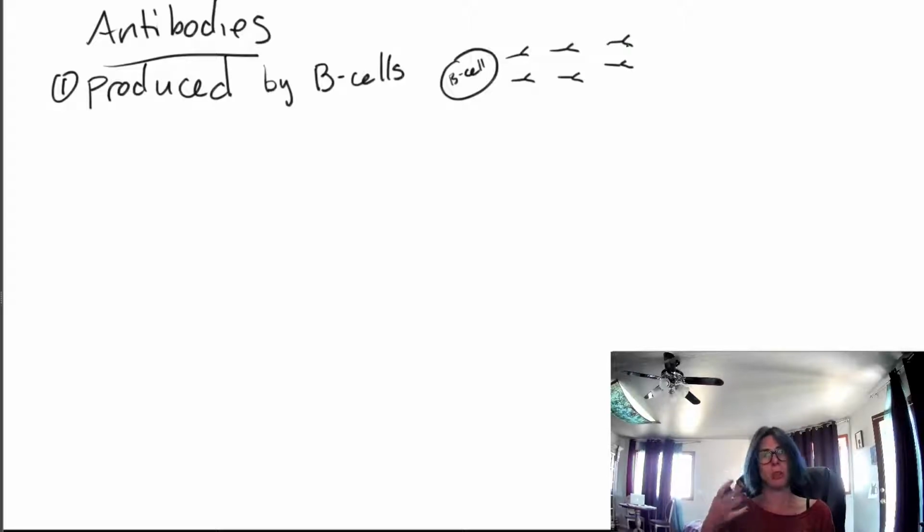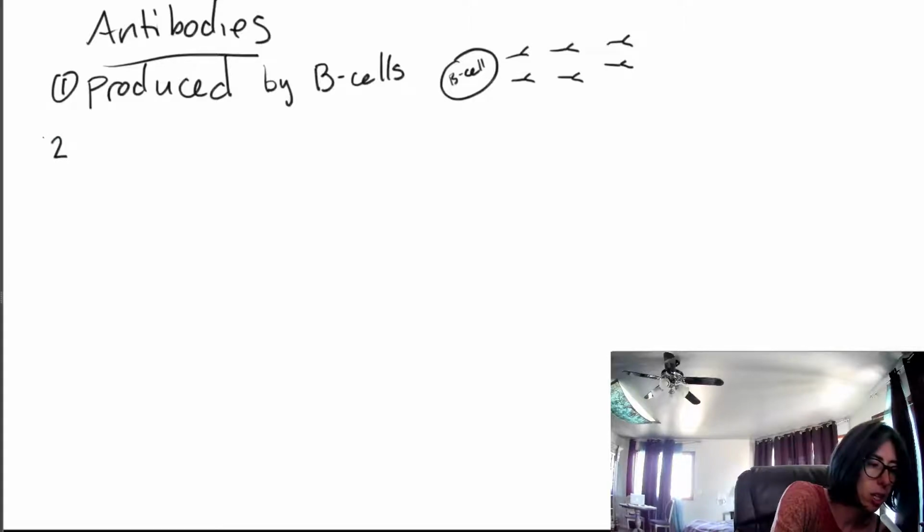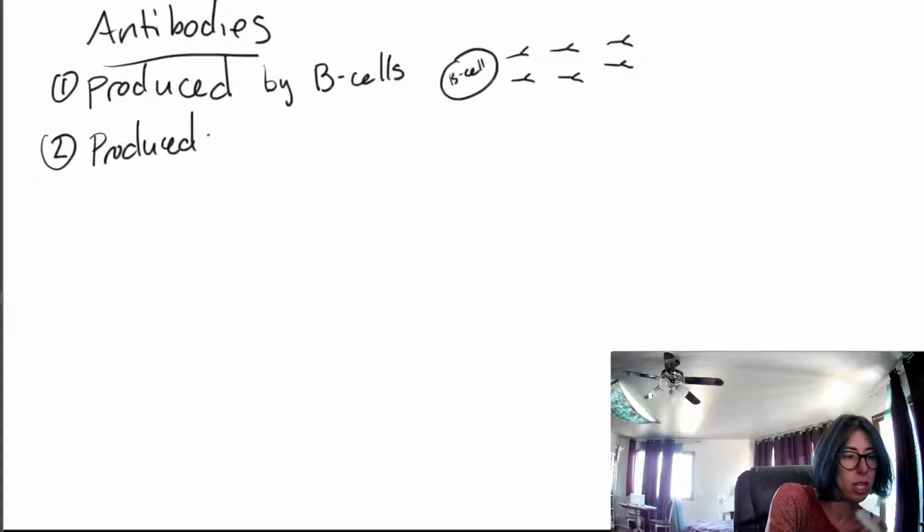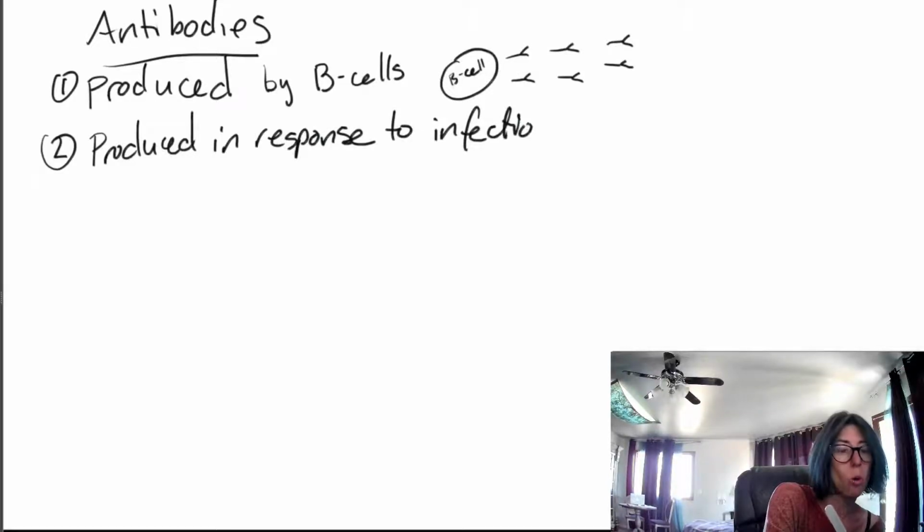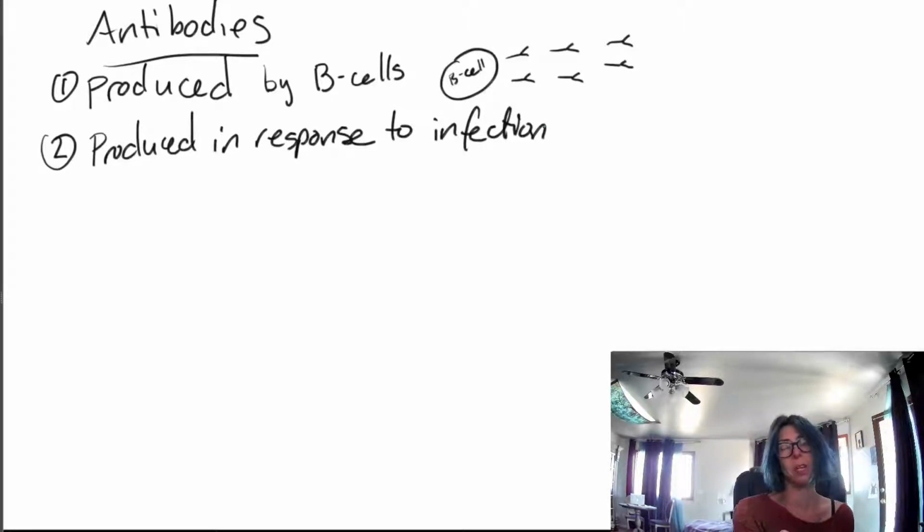So antibodies are produced in response to infection, or in the case of incompatible blood transfusions, it's perceived infection. So if you are given blood by an incompatible donor, your immune system, your B cells, will start generating antibodies to attack that blood. So antibodies are produced in response to infection or perceived infection, right? Because this isn't a perfect system.